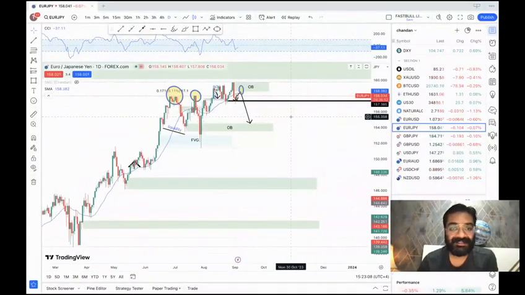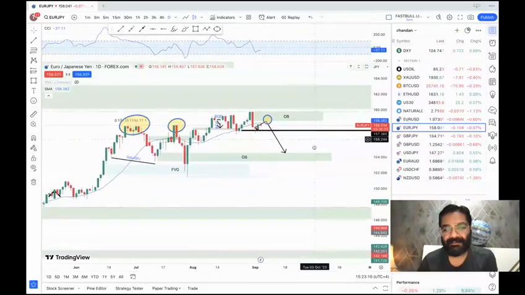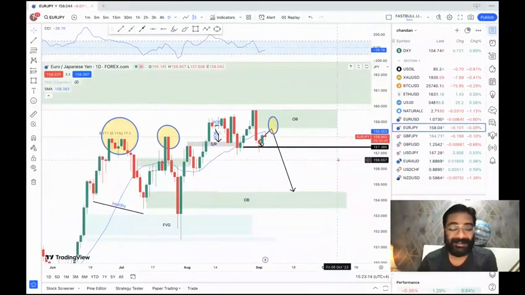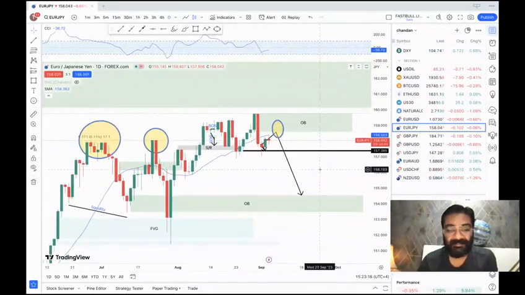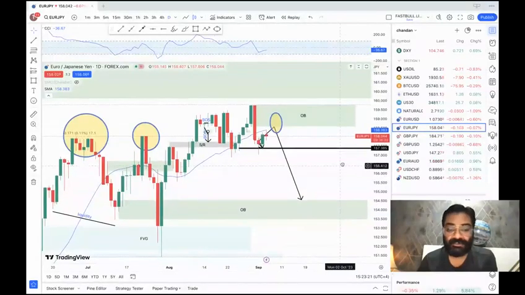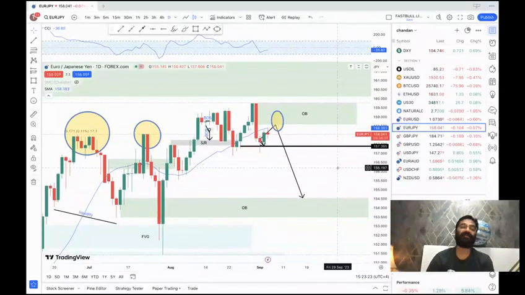Something which I don't like. I don't like JPY pairs. Apart from USD JPY, I don't like to trade on anything. They're pretty confusing sometimes. They can play a lot, hit your stop losses a lot, because JPY, when it is compared not to USD, it can play a lot.